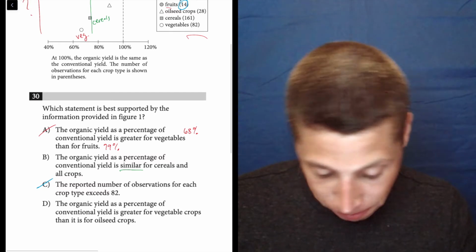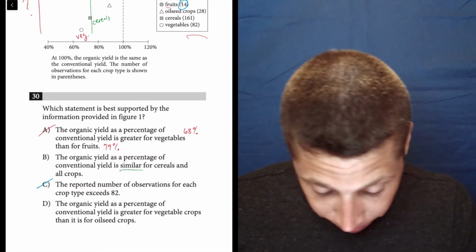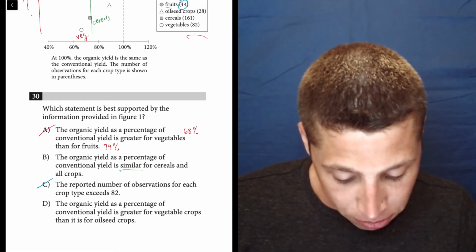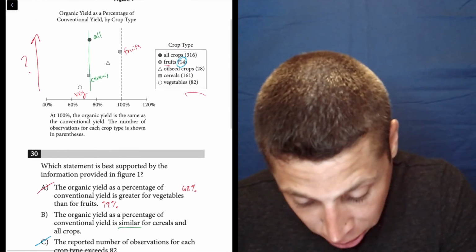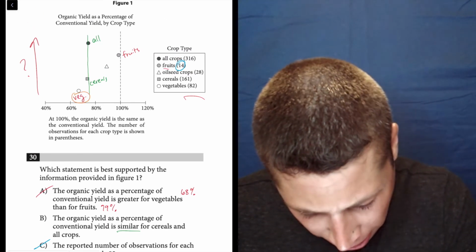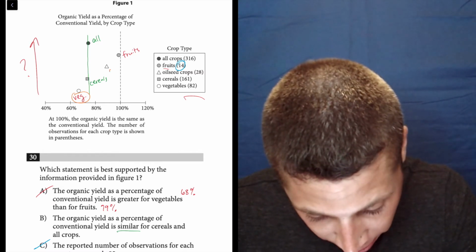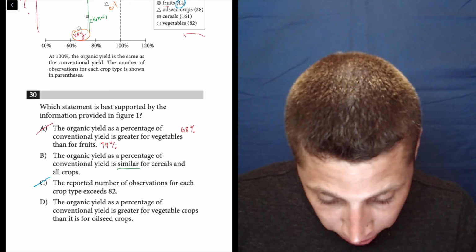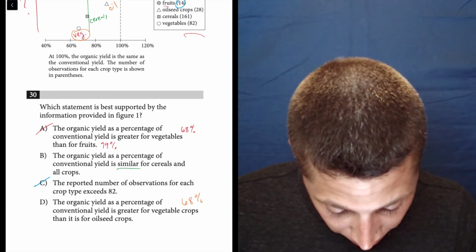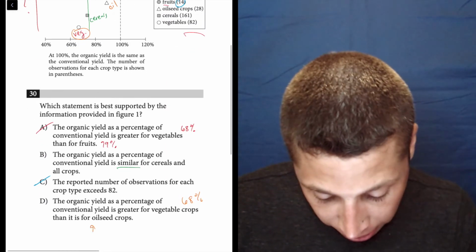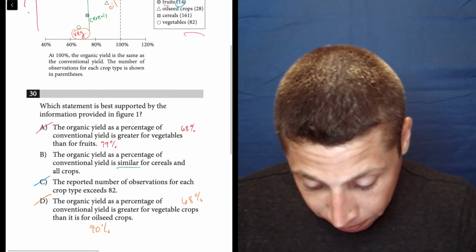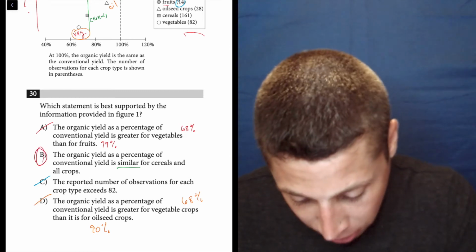So that's just wrong. And D, the organic yield as a percentage of conventional yield is greater for vegetable crops than it is for oilseed. So here's vegetable again. And then oilseed is here. And no, once again, vegetable is 68% and oilseed is 90. So 68 is not greater than 90. So there we go. There's our answer.